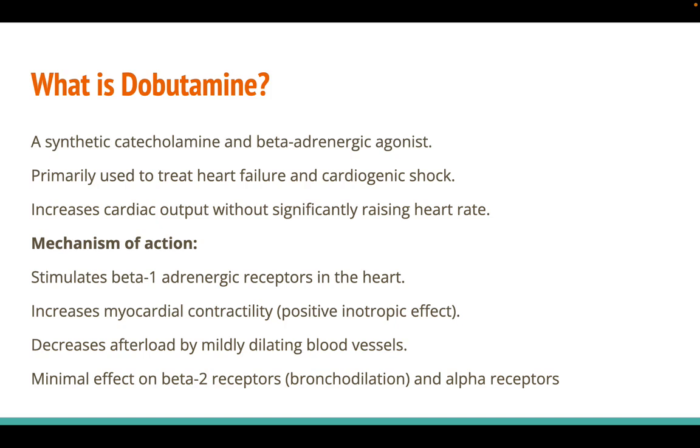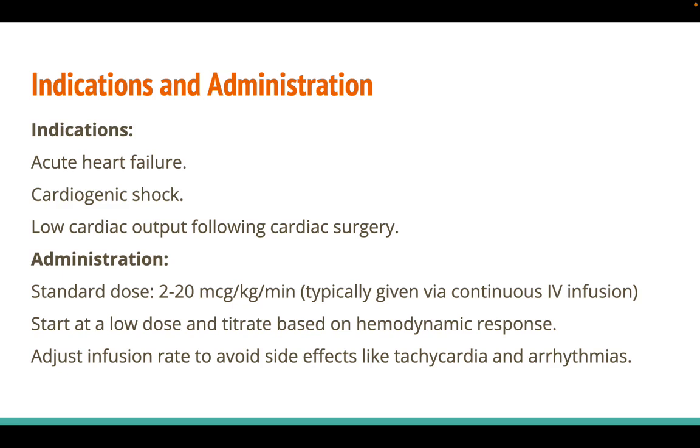So what is the mechanism of action of dobutamine? Dobutamine stimulates beta-1 adrenergic receptors in the heart, thus causing an increase in myocardial contractility, causing a positive inotropic effect. It also decreases afterload by mildly dilating blood vessels, and also has a minimal effect on beta-2 receptors and alpha receptors.